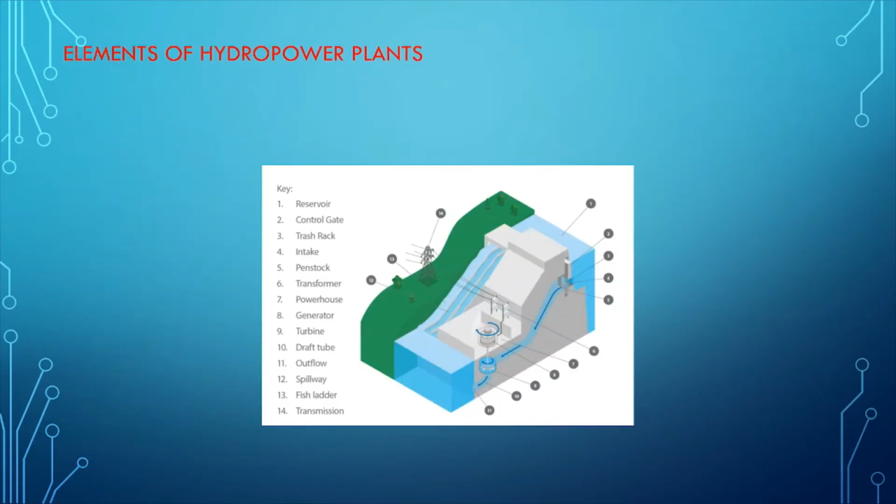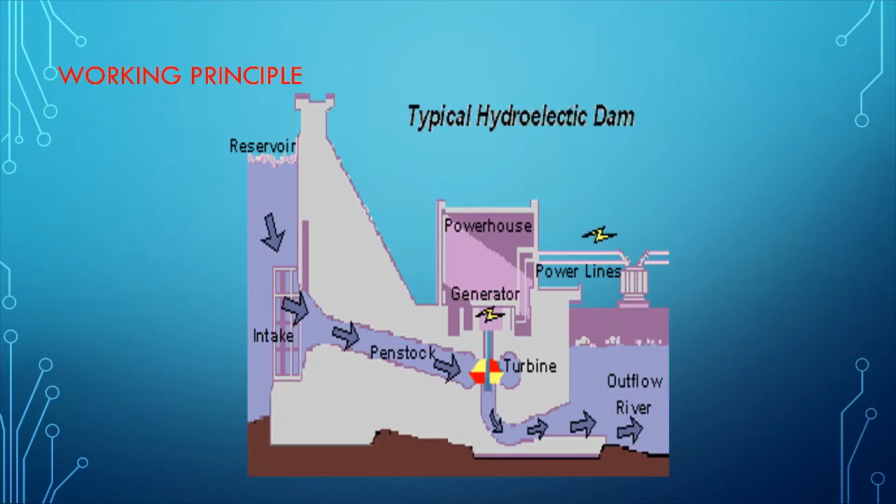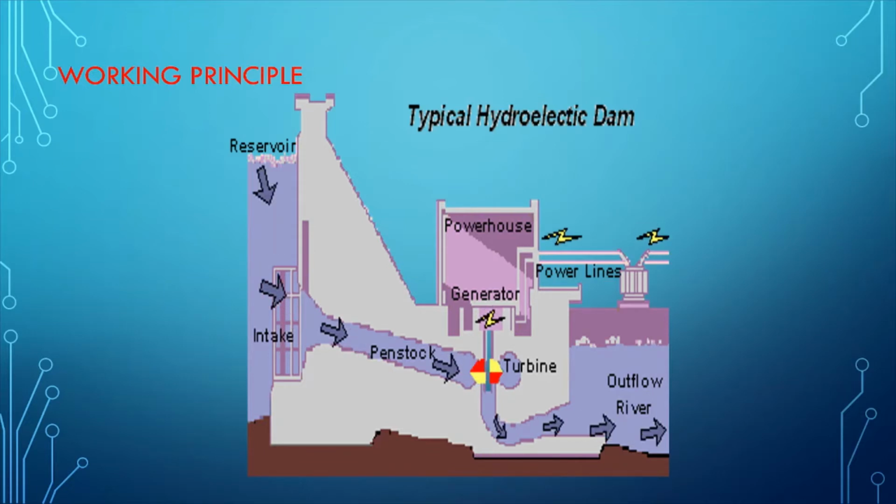Now let's examine the elements of hydropower plants. As you see in the picture, we have some different components. These are reservoir, control gate, trash rack, intake, penstock, transformer, powerhouse, generator, turbine, draft tube, outflow, spillway, fish ladder, and transmission lines. Now, look at the animation of the working process of hydropower plants.